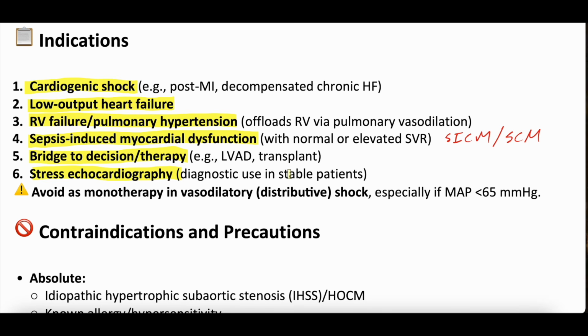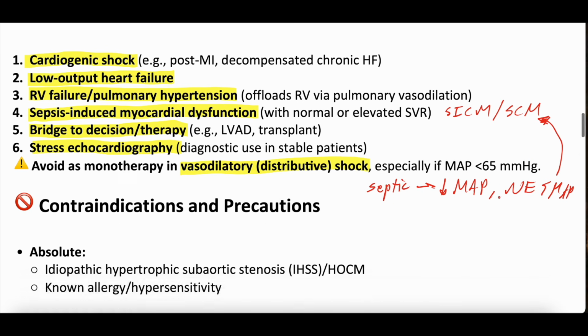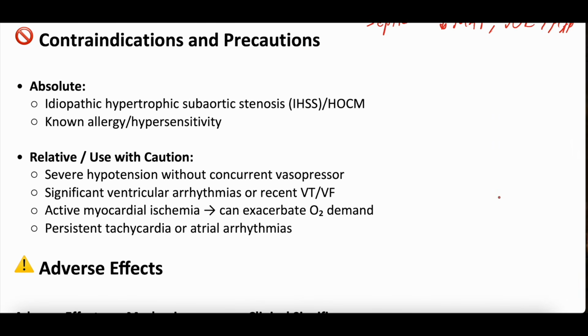And then in patients who are vasodilatory, they're in distributive shock, you have to be really careful with this. So if a patient is septic, you don't just want to start them on dobutamine to increase their cardiac output, because this will actually decrease their blood pressure and their MAP. Most of these patients need norepinephrine to increase their MAP, and then if they have low cardiac output because they have something like sepsis-induced cardiomyopathy, you can sometimes give them dobutamine as an adjunct to try to increase that cardiac output.